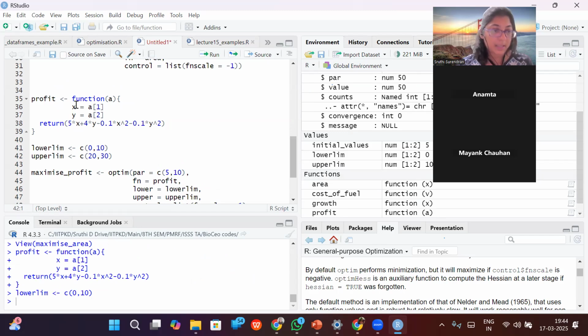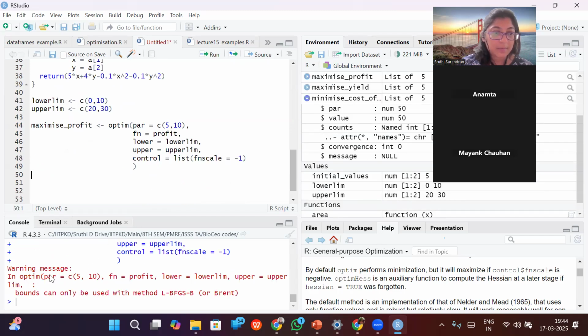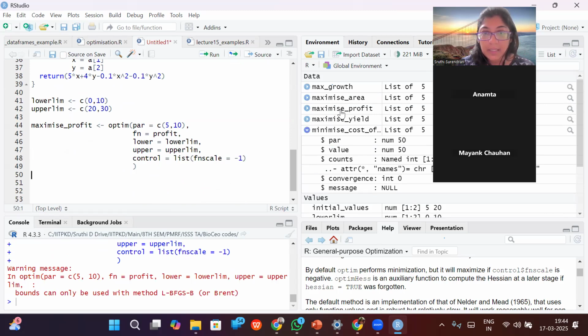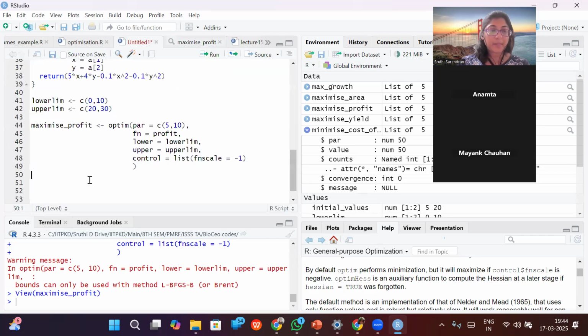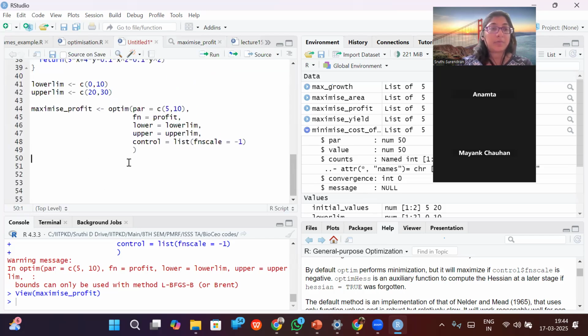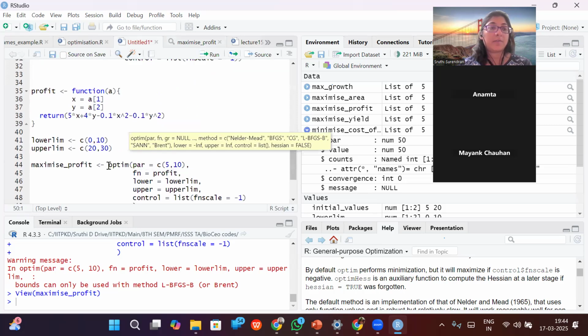The lower limit, the upper limit, and with that function, it's just a warning, maximize profit. We get that for the parameter values x and y, 20 and 20, whatever the profit will be, it will be 100. So this is the maximum profit you can get with an optimal value of 20 and 20 for x and y. Now this is how you will use the optim function for now.